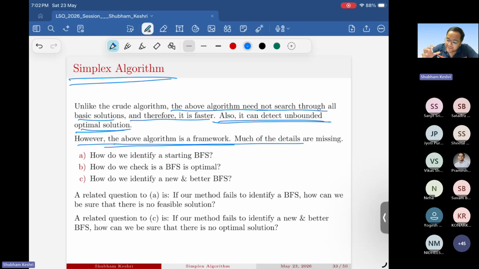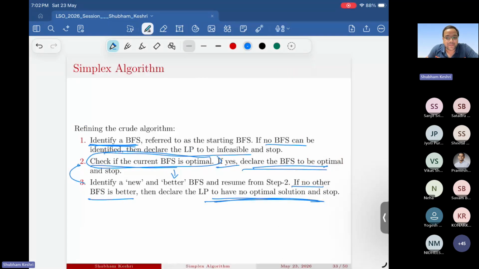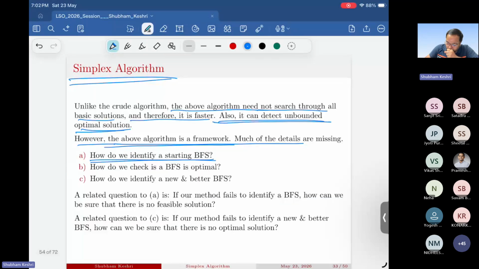But there are few questions we have left out. How are we going to identify the starting basic feasible solution? We have just said identify a basic feasible solution. How will we do that? What is the check of optimality? How will we go to a new and better basic feasible solution? So these are some questions which simplex answers and then solves the problem.